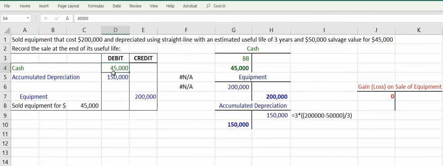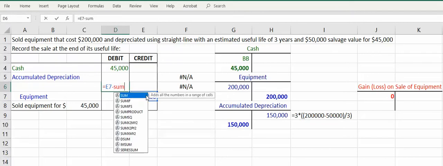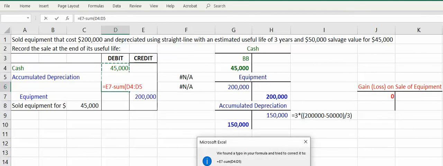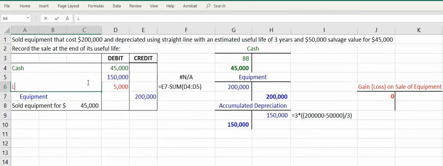And you'll see that our debits are less than our credits. So we're short 5,000 on the debit side. So in other words, this minus the sum of our two debits of 45 and 150 gives us a loss, because the loss is, actually let me record the right account title, which is gain/loss on sale of equipment, or whatever the asset may be.